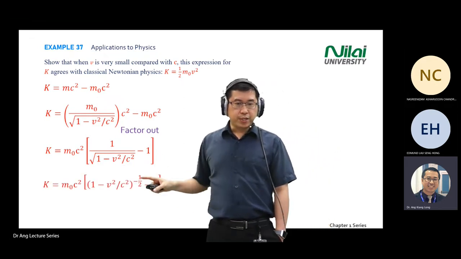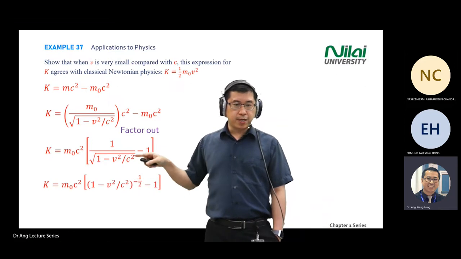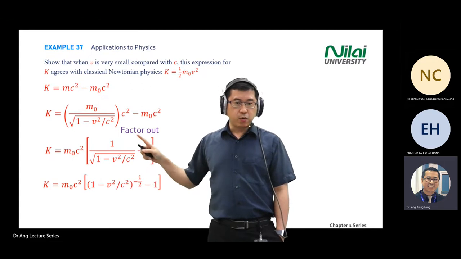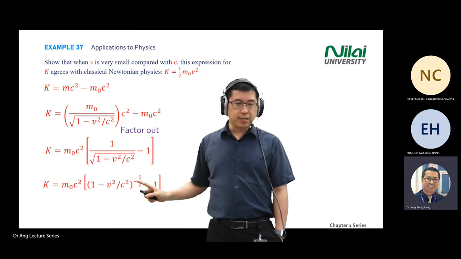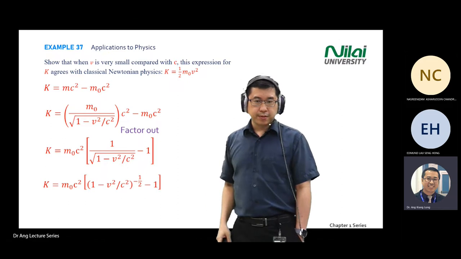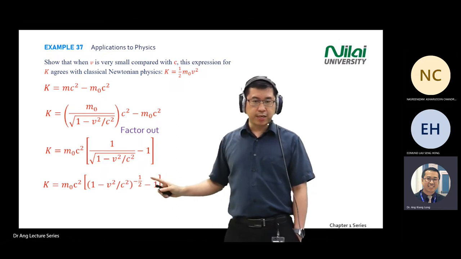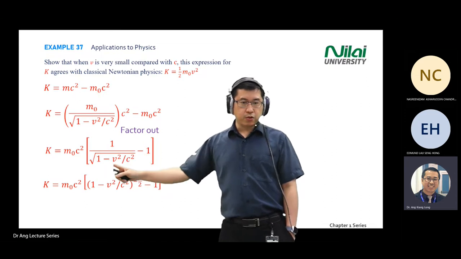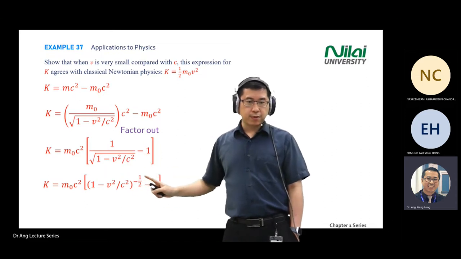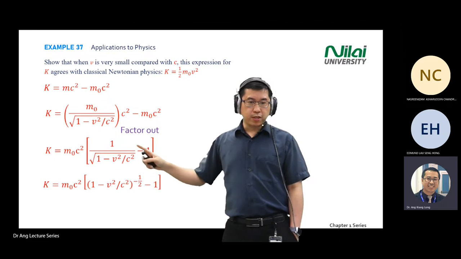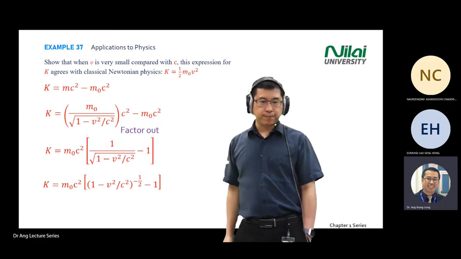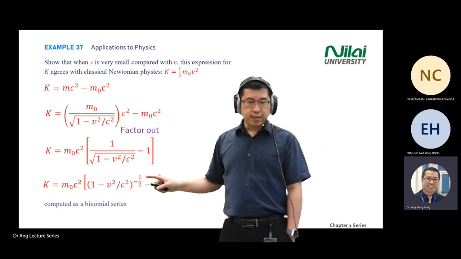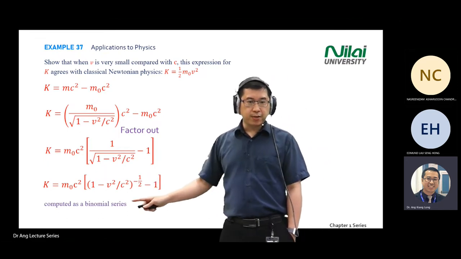You rearrange in the exponential format. This one you write in this form. 1 over square root of something is the power of minus 1 over 2. This one is in your exponential in algebra chapter, where you convert 1 over square root into exponential. Minus 1 over 2 is 1 over square root. Then again, you compute it as a binomial series.